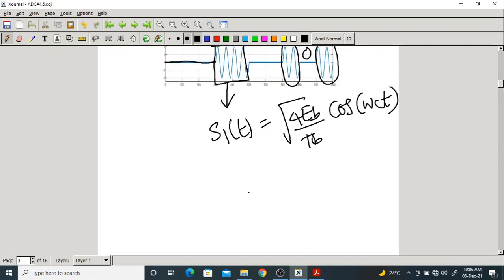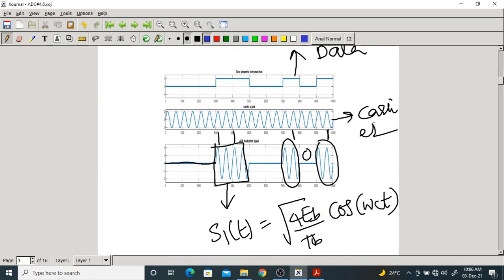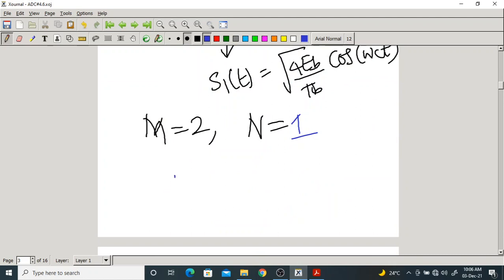Now since M equals 2, what about N, the number of basis functions? It is also 1. Why? Because between these two signals, one is 0 always. Only one signal is left, so there is no question of independence. There is only one signal. So you can find out phi 1 of t. How much is phi 1 of t? You find out.